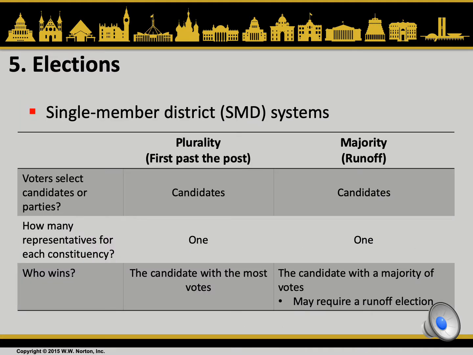The single member district system for elections is probably the most familiar of all the systems. This is where there's one candidate for one seat. So, depending on the number of parties, and there typically are more than two, there are two general methodologies. The first, known as plurality, or first past the post, gives the seat to the candidate that simply has the most votes. So if there are 10 candidates, each one gets a percentage of the votes. None of them gets a majority of the votes. That person with the most votes wins.